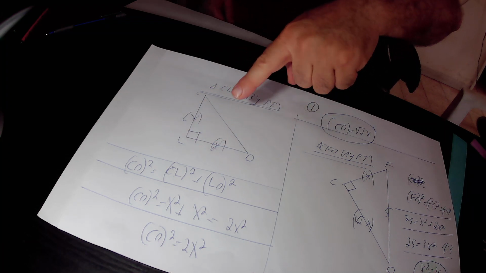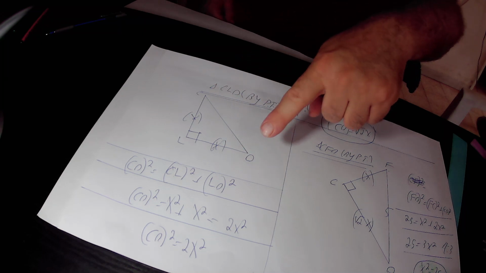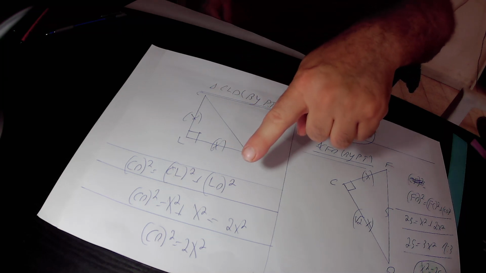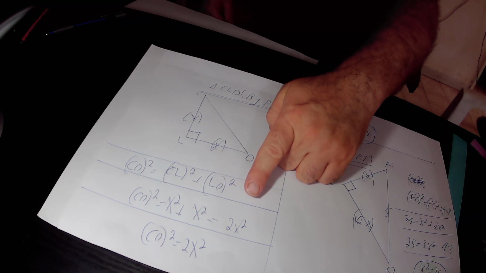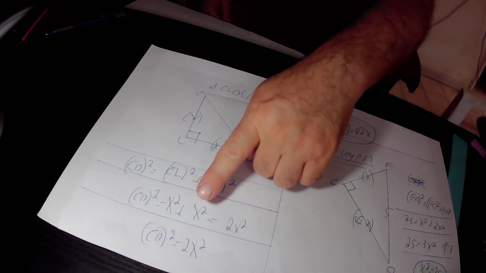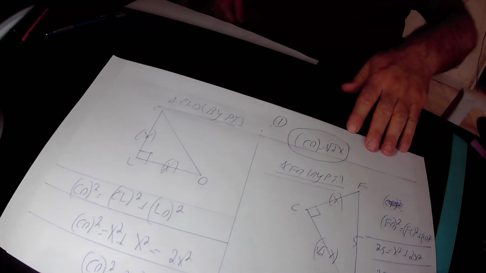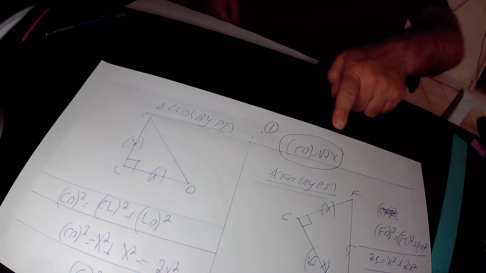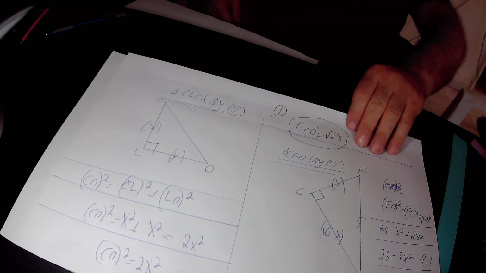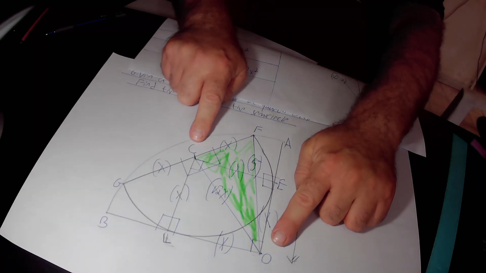So CO square equals CL square. CL is x, therefore CL square is x square, plus LO square. LO is x, therefore LO square is x square. So in total, we found out that CO square equals x square plus x square, that is 2x square. So CO square equals 2x square. We took the square root of this equation, and finally found out that CO, the missing hypotenuse, is equal to the square root of 2 times x units in its length.